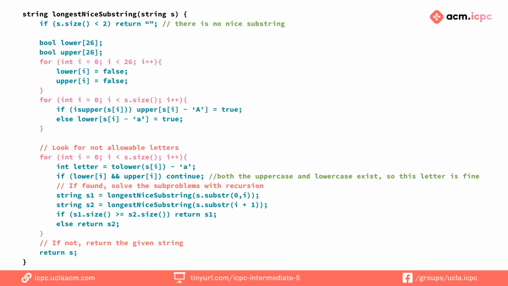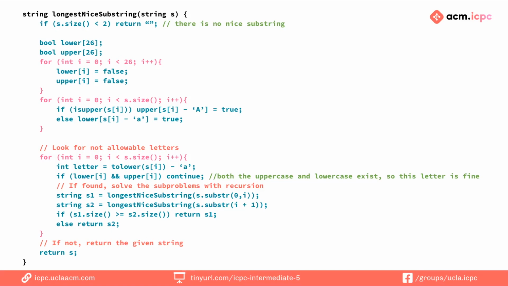And once we have all of our acceptable and non-acceptable letters, we go through our string once more. Again, the way our solution worked is we go through our string. If every single letter is acceptable, then our entire string is nice and we return it. So if both the lower of I and upper of I are true, which means both characters exist, then we simply just continue because both the uppercase and lowercase letters exist.